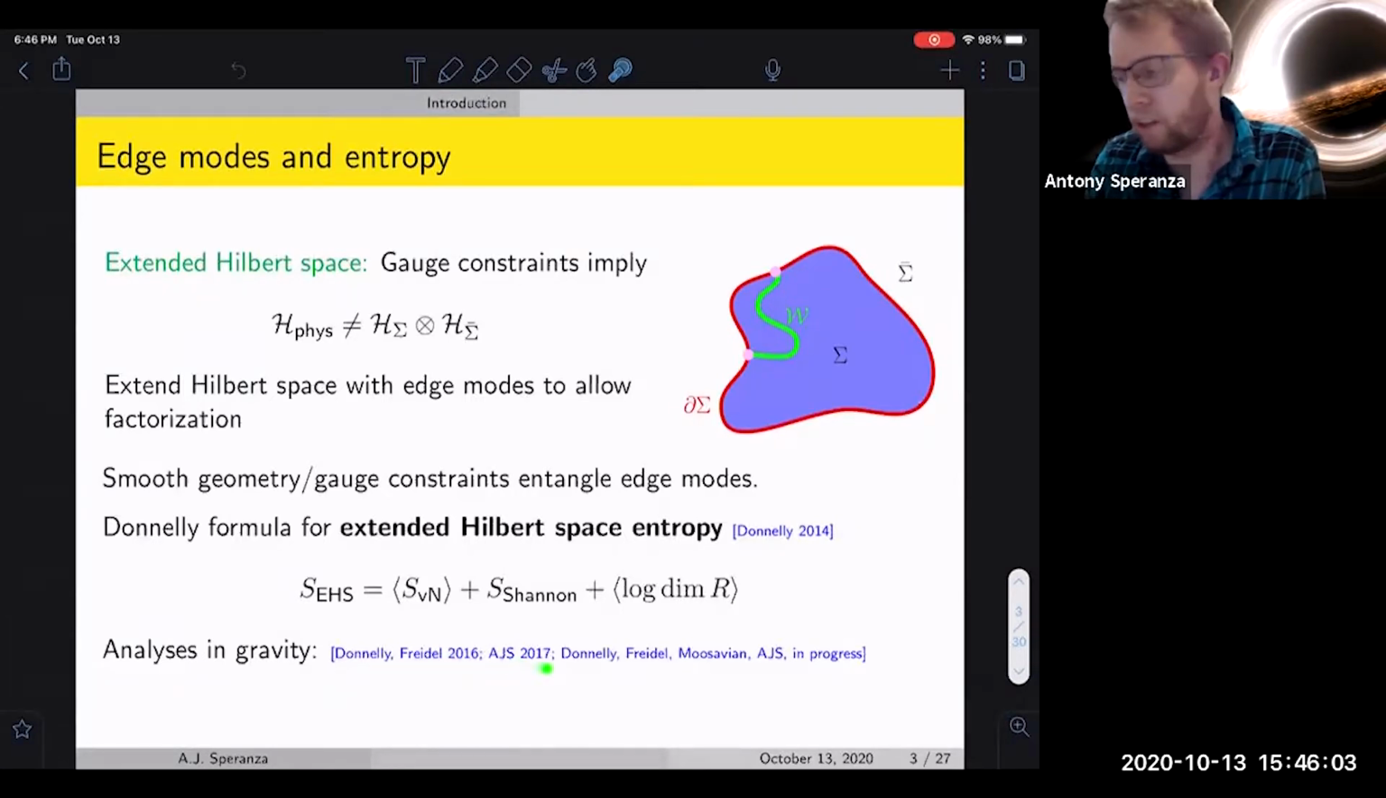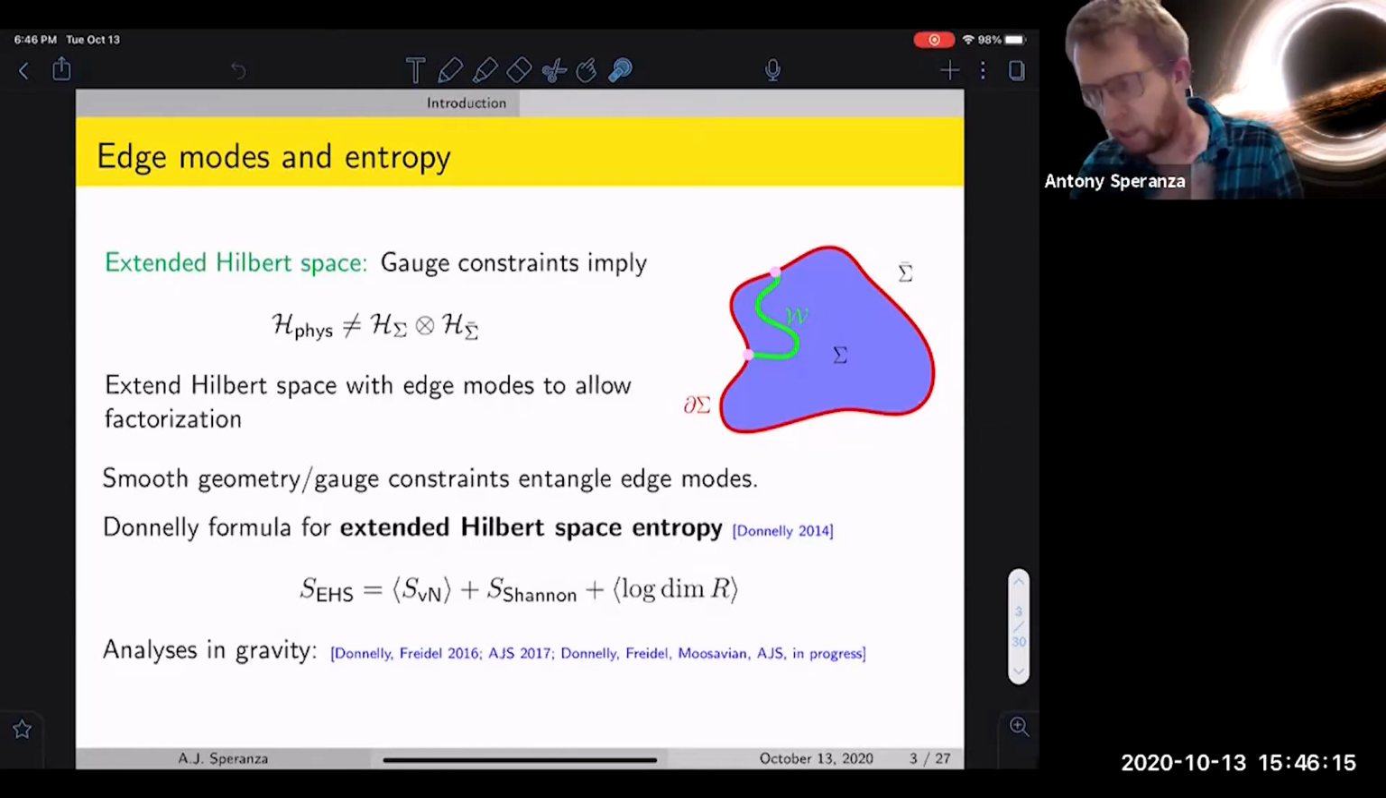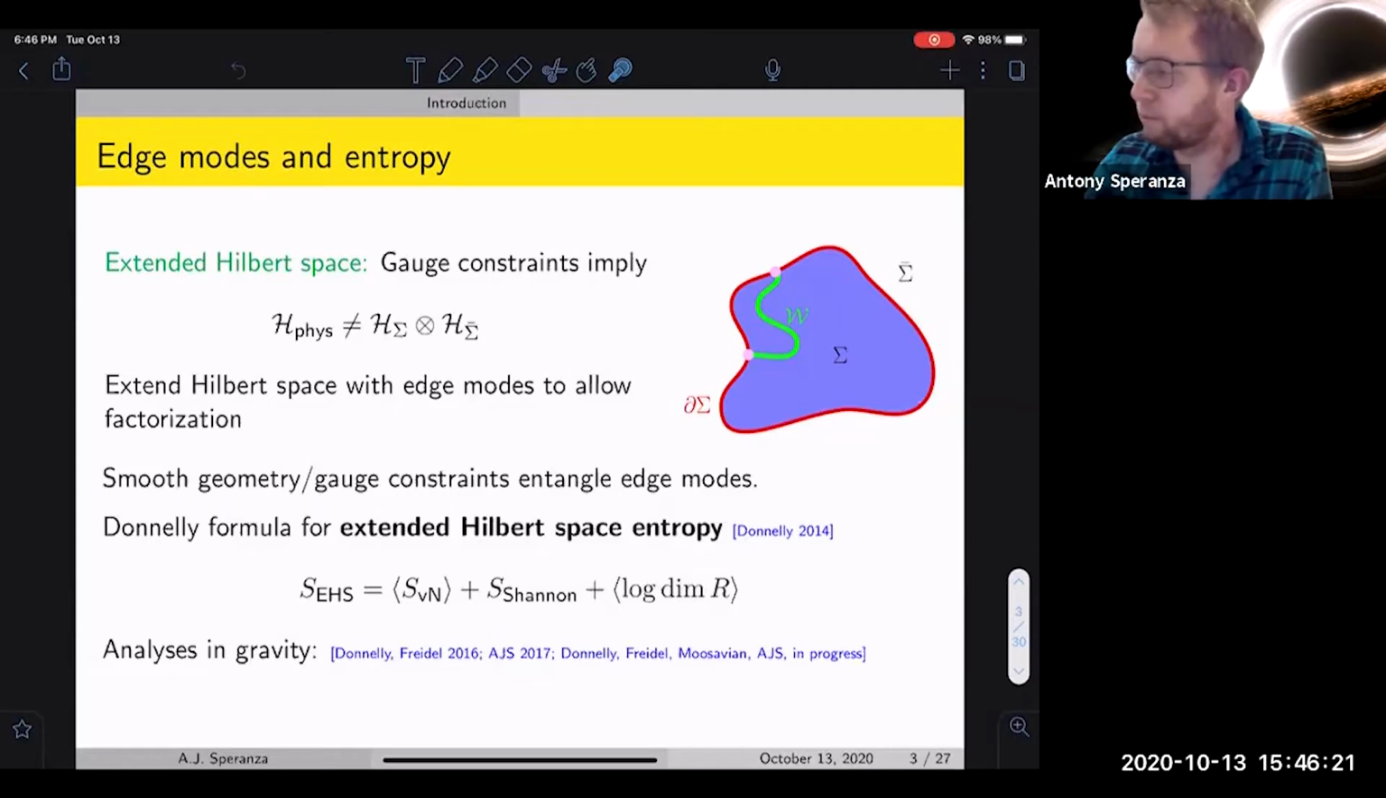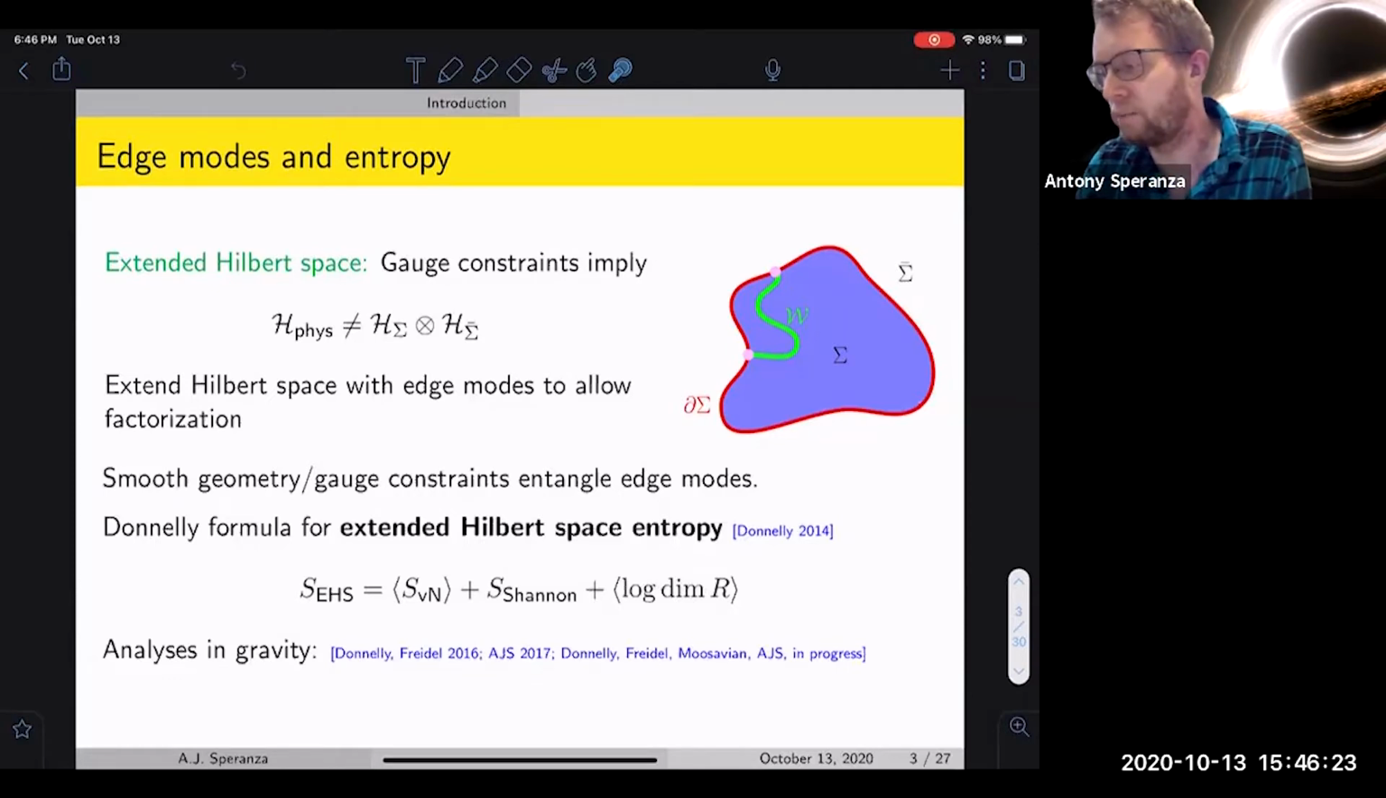I've done some work on the higher curvature generalizations, and I'm working with Donnelly, Freidel, and Mousavian on aspects of how you would quantize the resulting symmetry algebras. So this is more just morally the idea that I have in the back of my mind, but really what we're going to focus on are a slightly different class of symmetry algebras.